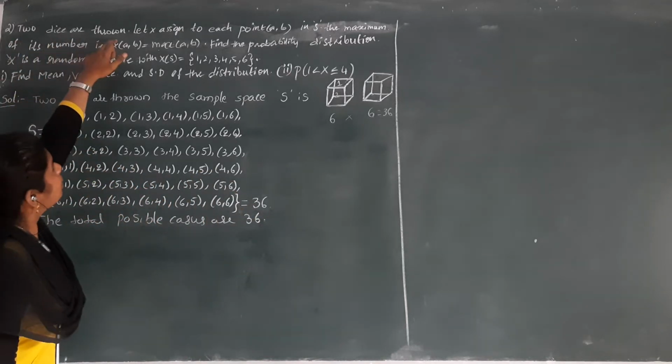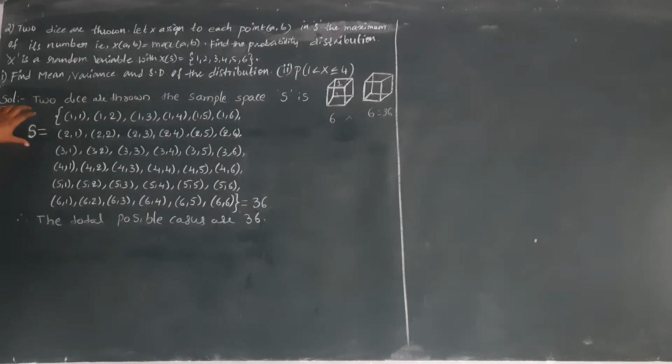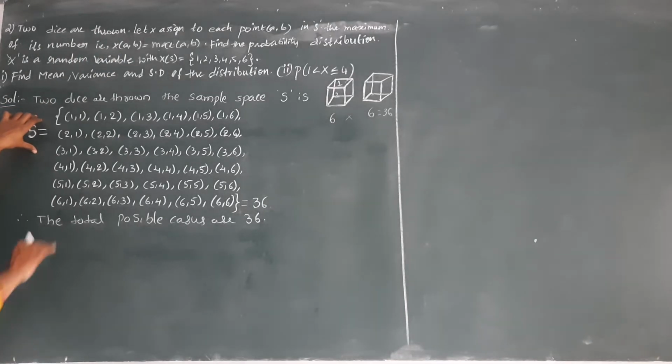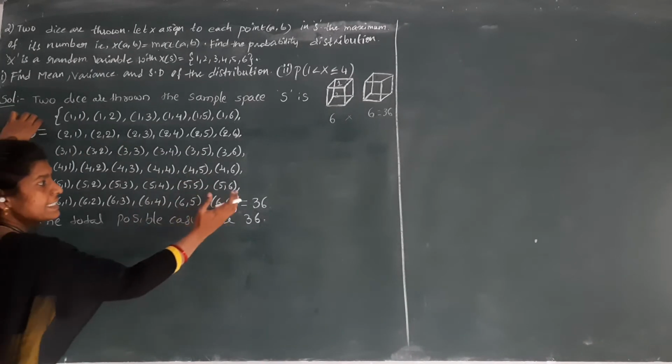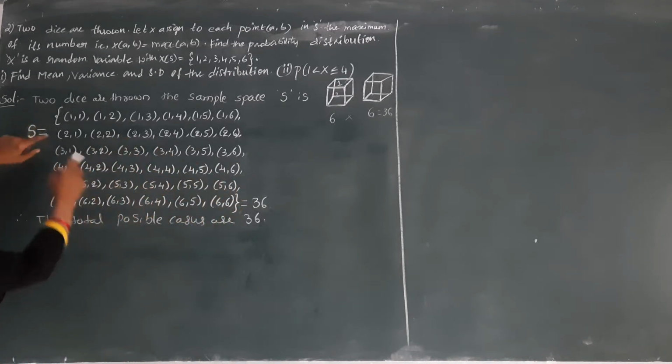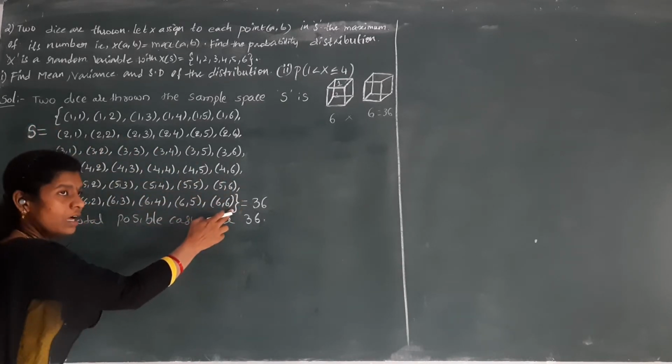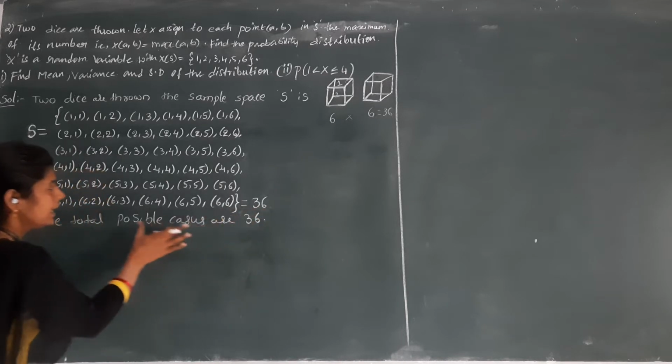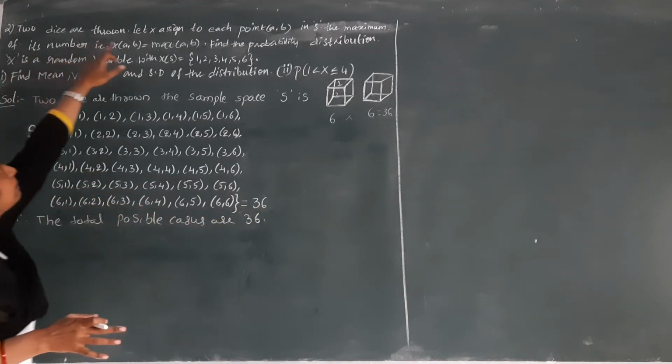2 dice are thrown. The sample space. What is the meaning of sample space? The total possible outcomes in a set is nothing but the sample space. Now I am writing all the possible outcomes. They are 36 already. Okay. Up to this place is finished.